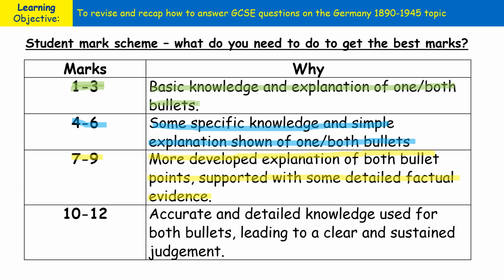And this is what you need to do to achieve the top marks. You need to use accurate and detailed knowledge for both bullet points. Again, you can't just refer to one bullet point, you need to refer to both. And throughout your answer, and this is absolutely vital for this type of question, there's a clear and sustained judgment. And the best answers won't just have judgments, like I mentioned earlier in the video, left to the conclusion, but they'll have judgments that are consistent throughout. So the person marking your answer knows exactly which type of factor you think was more important in causing something to happen.